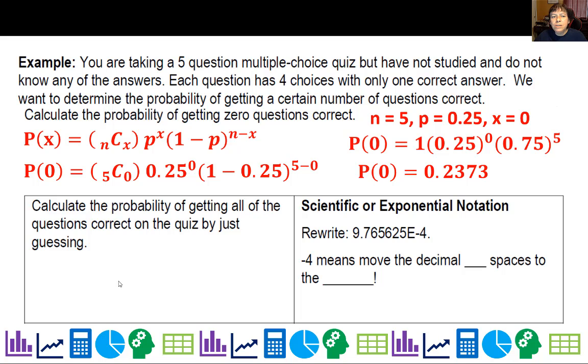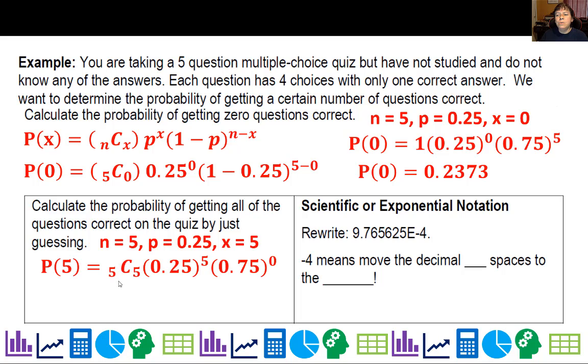All right. So what's the probability of getting them all correct? All right. So N is 5, P is 0.25. See, those didn't change, but X did. All right. So we're going to just substitute in those numbers. And by the way, a combination of 5 choose 5. If you have 5 things to choose from and you have to take all 5, there's only one way to do that. That makes sense, right? And so when you go 0.25 to the 5th, basically you get this crazy number, 9.765625 E minus 4 if you're doing it on your calculator, all right?